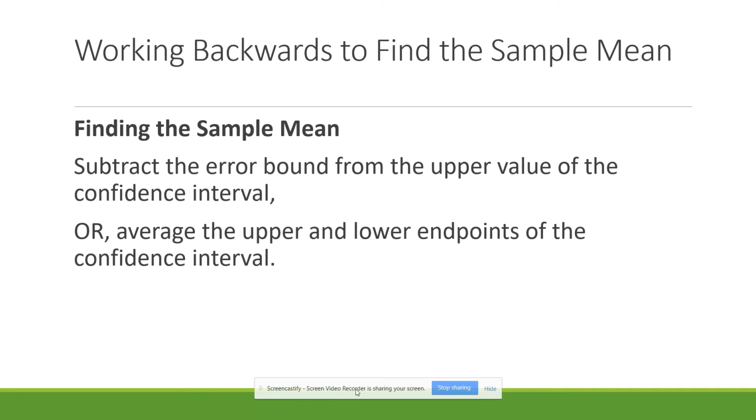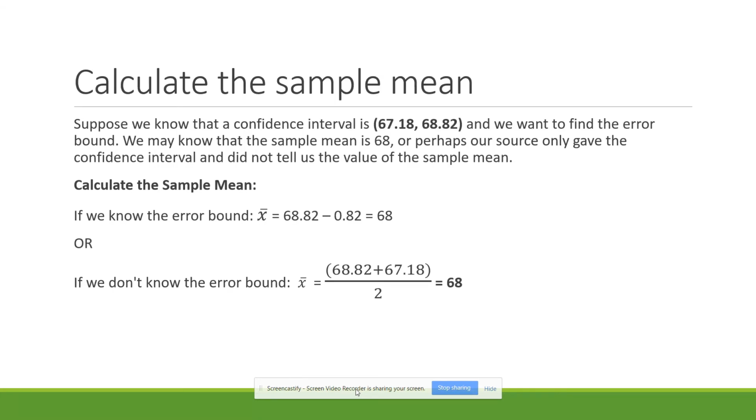So working backwards to find that sample mean again, all you do is subtract the error bound from the upper value of the confidence interval, or average the upper and lower endpoints together. So here we go. Suppose again we have a confidence interval of 67.18, 68.82, and we want to find the error bound. And again, you might not know that your sample mean is 68.